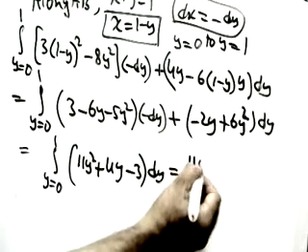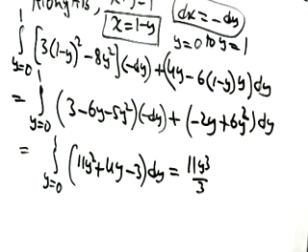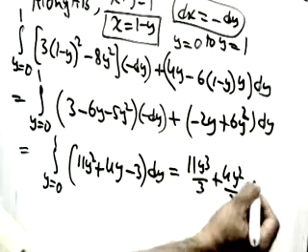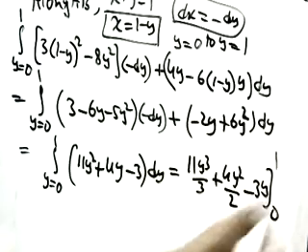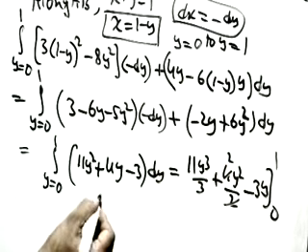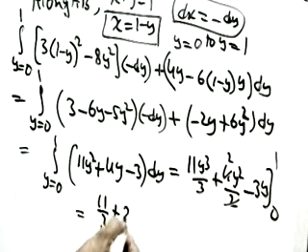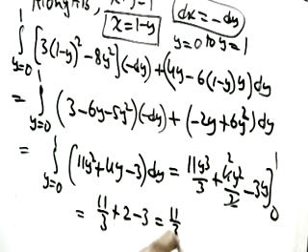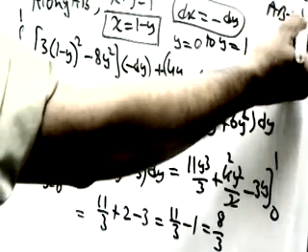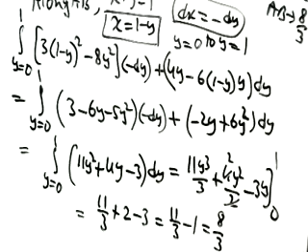Now we have to integrate this. 11 into integration of y square is y cube by 3, plus 4 into integration of y is y square by 2, minus integration of 3 will be 3y, from 0 to 1. If you keep the upper limit, it will be 11 by 3 plus 2 into 1, 2, minus 3 into 1, 3. 11 by 3 minus 1, lower limit is 0. 3 ones are 3, so this will be 8 by 3. Along AB, we got 8 by 3.